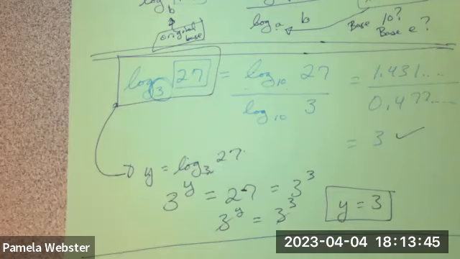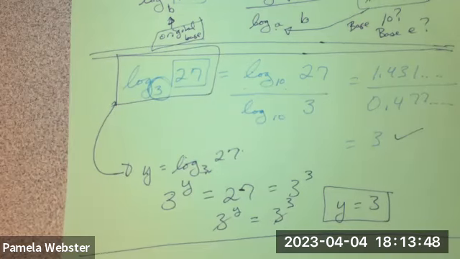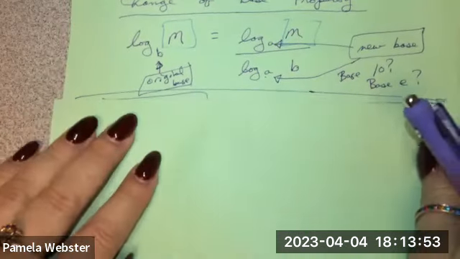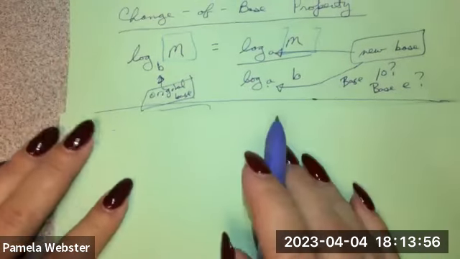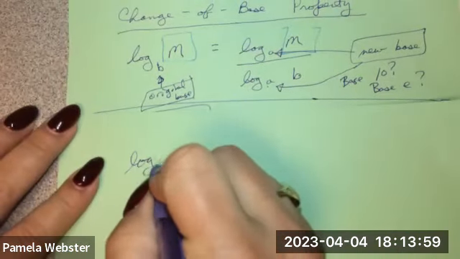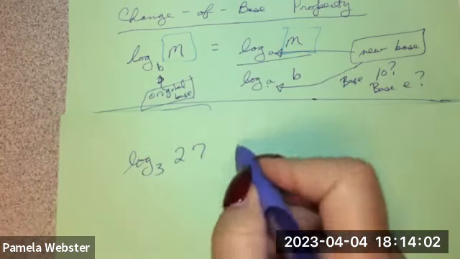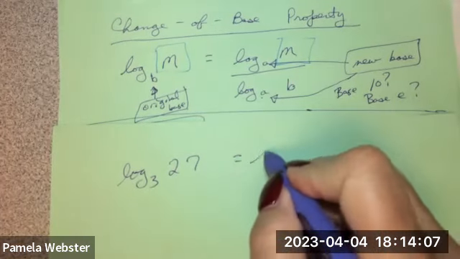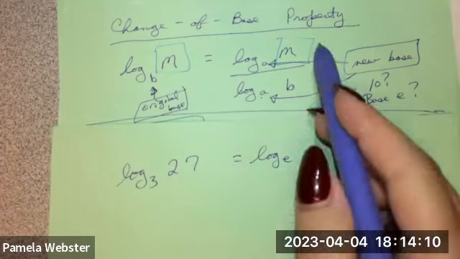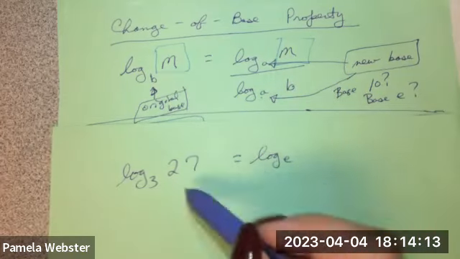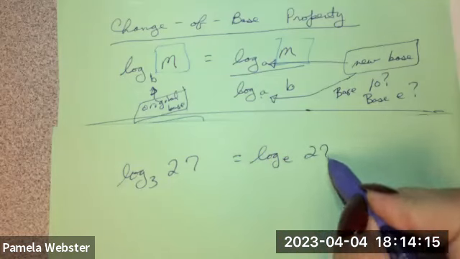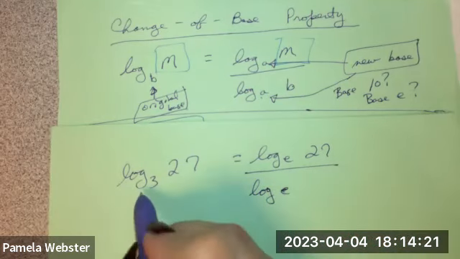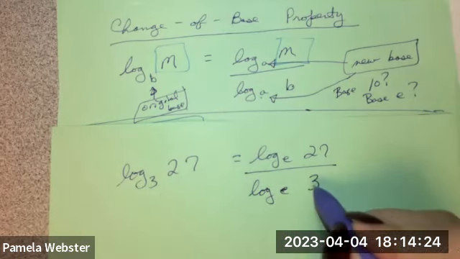I'm going to do the same problem because we've already got it. We know the answer is 3, but I want to do it using log base e. So we did it with base 10, and I'm just going to do the same thing. It's log base 3 of 27, and I'm going to use the change of base formula, but we're going to use base e instead. So that's going to be log base e of the M. It's still the 27, so that goes on top. And on bottom is log base e of the base that I'm getting rid of. So it's still the 3.